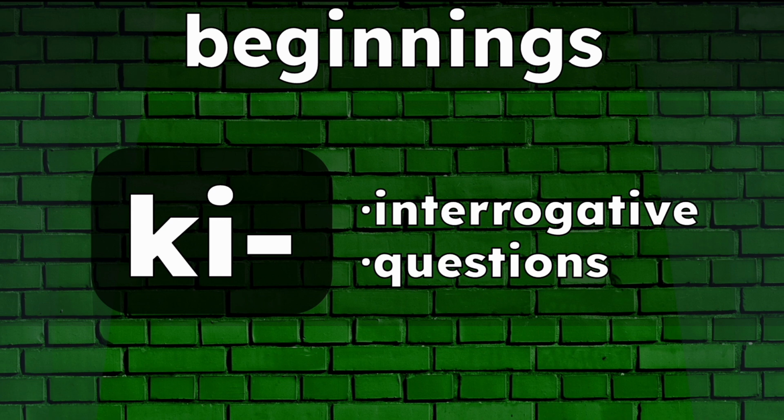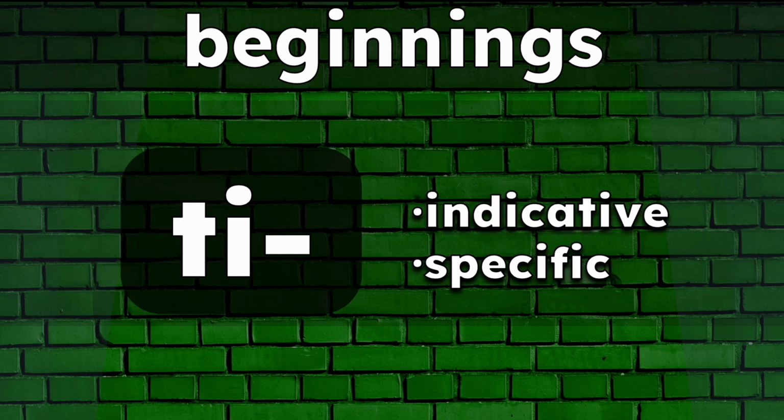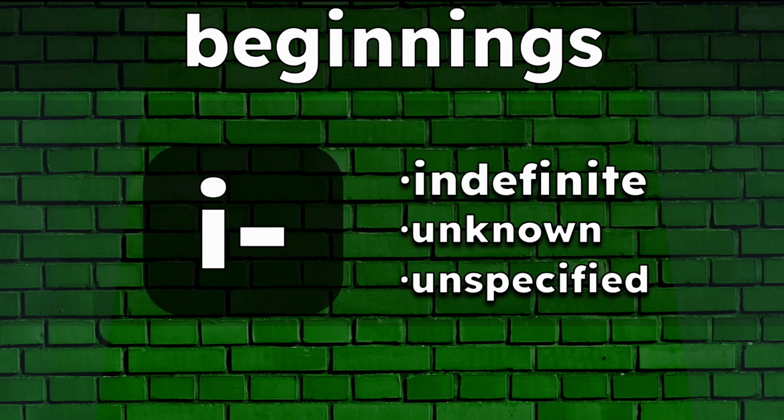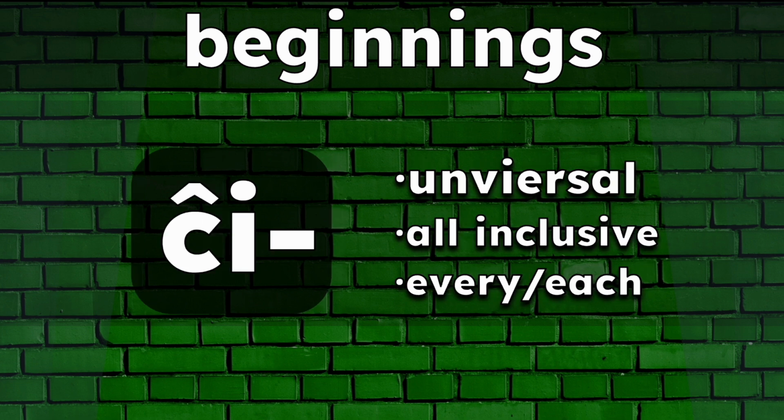Let's start with the beginnings. Ki represents an interrogative or a question word. T is for indicative words. It's used to point out specific things or qualities. E is for anything indefinite, unknown, or unspecified. Chi represents universal or all-inclusive correlative words. It's used for words related to every or each.